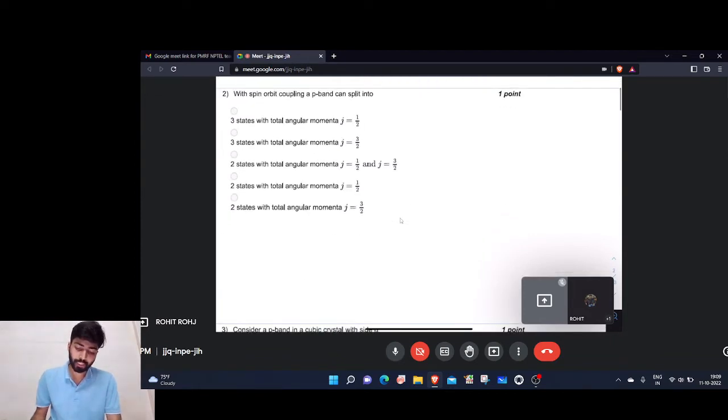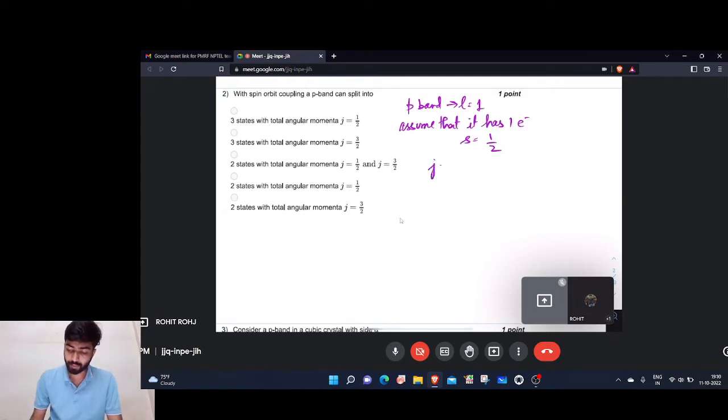Now with spin orbit coupling in a p band, one knows a p band has 6 states, and in the presence of spin orbit coupling, this 6-fold degeneracy is lifted and the p band splits into 2 bands. Let's say for a p band L is equal to 1, and let's assume that it has 1 electron, so S will be 1/2. So we can have values of J to be 1/2 and 3/2.